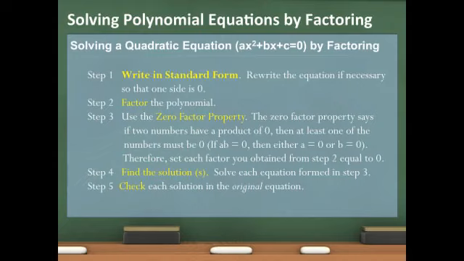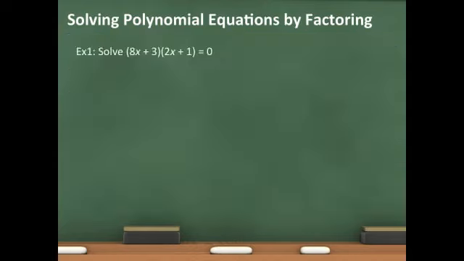In order to better understand how to solve polynomial equations, let's look at some examples. In example 1, we have the binomial 8x plus 3 times the binomial 2x plus 1, which equals 0. Notice in the example that steps 1 and 2 have already been done for you. This equation is set equal to 0, which means it is written in standard form. Also, the left side of the equation is the product of two binomials, which means this polynomial has already been factored. So we can proceed to step 3.